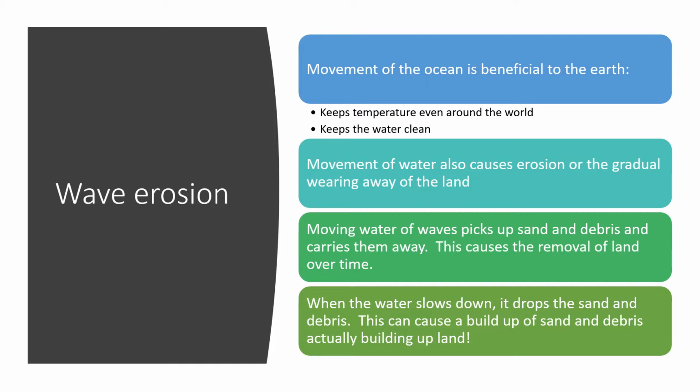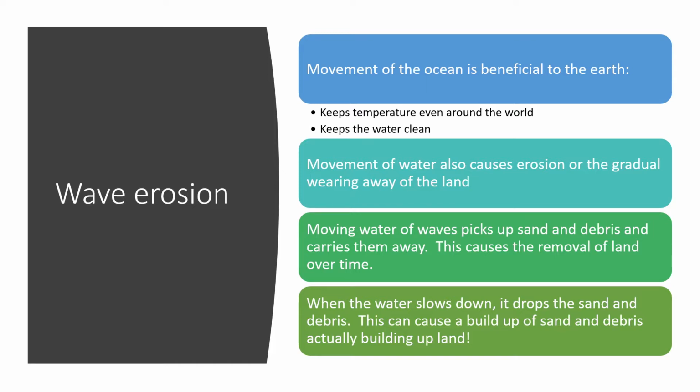And so movement of water also causes erosion of land. You know that whenever water has movement to it, it has energy to it, and when it has energy to it, it's going to take away sediment with it. It's going to carry things with it, and sediment is typically what it carries. And so the more energy that water has, the more it's going to pick up sediment like sand and debris and rocks and carry them away. And that is a removal of land over time.